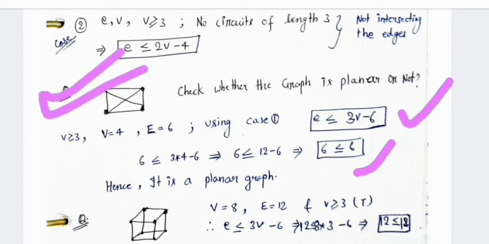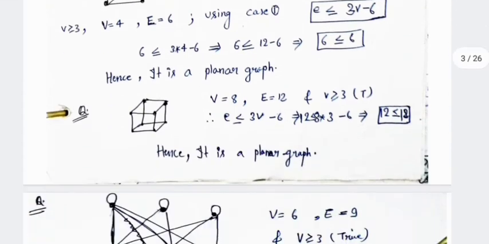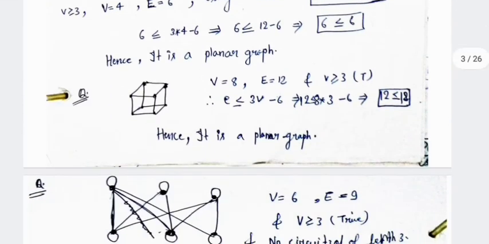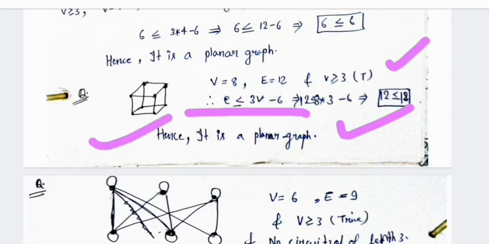Now come to the next question on the basis of this. The total number of vertices given here is 8 and edges is 12. Now we check the condition that vertices is greater than 3. Yes, this is true. Now putting all the values in the equation e is less than or equal to 3v minus 6, we get 12 is less than or equal to 18. Yes, this is true, which means this is a planar graph.